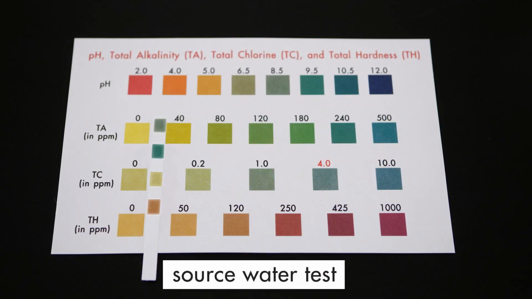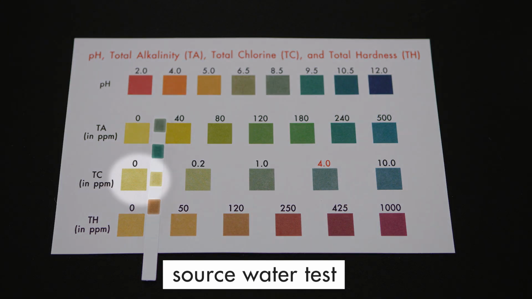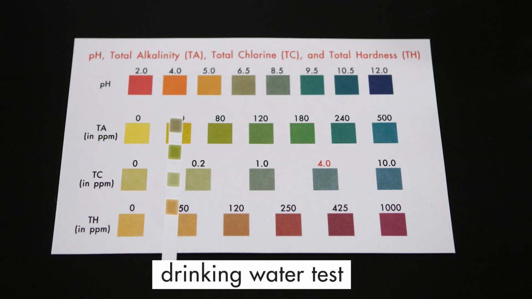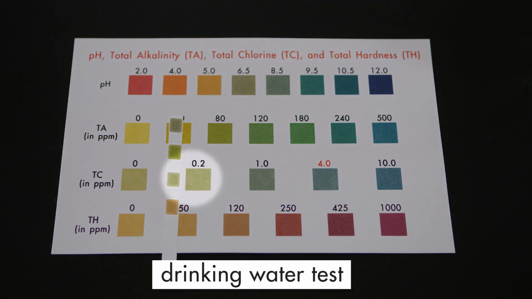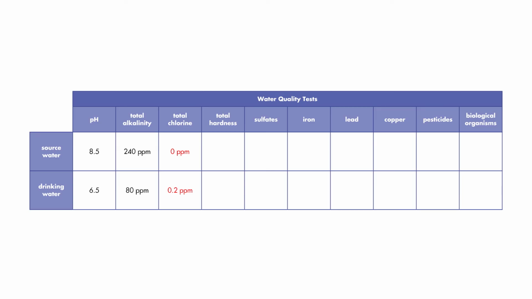Let's determine the total chlorine of our source water. We see that the total chlorine of our source water is 0 parts per million. What is the total chlorine of our drinking water? The total chlorine of our drinking water is about 0.2 parts per million. How does the total chlorine of our drinking water compare to the amount in our source water? Since drinking water has been treated, its total chlorine amount is higher than that of the source water, but it is still well within safe limits.